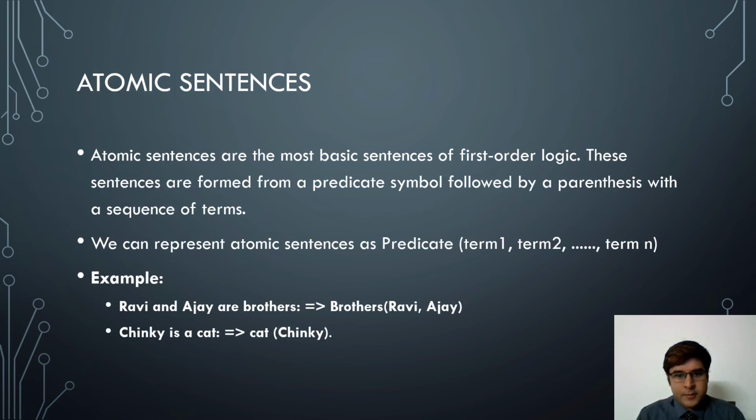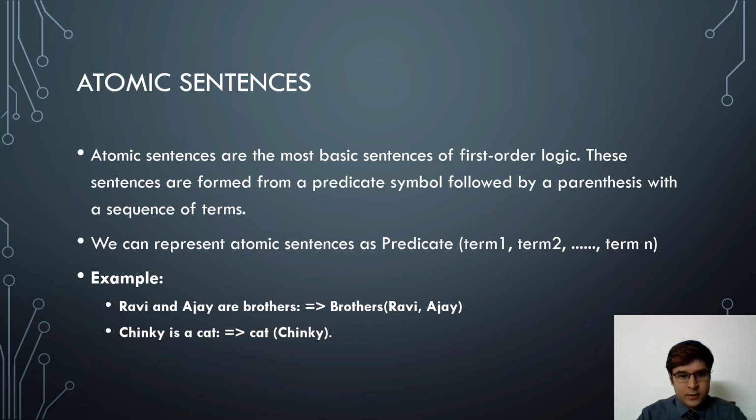Now we see more details about atomic sentences. Atomic sentences are the most basic sentences of first order logic. These sentences are formed from a predicate symbol followed by parentheses with a sequence of terms. We can represent an atomic sentence as predicate(term1, term2, and so on up to term n). Examples: "Ravi and Ajay are brothers" is indicated by brothers(Ravi, Ajay), and "Chinky is a cat" is represented by cat(Chinky).